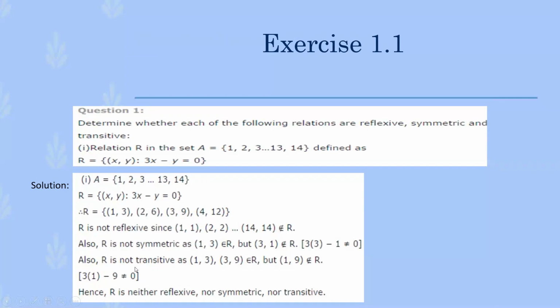Let's see for transitive. (1, 3) is belonging to R and (3, 9) is also belonging to R. So let's check for (1, 9). (1, 9) will be giving us 3 minus 9, that is minus 6, which is not equal to 0. Hence, it is neither reflexive, nor symmetric, nor transitive.